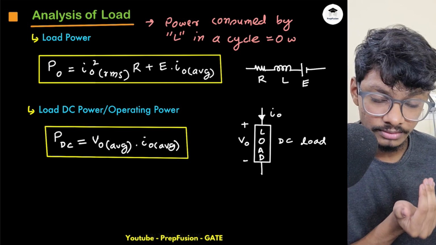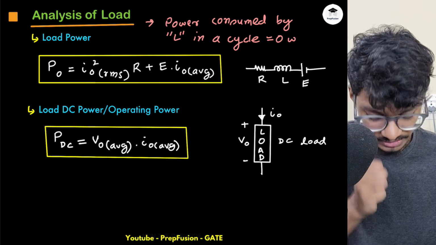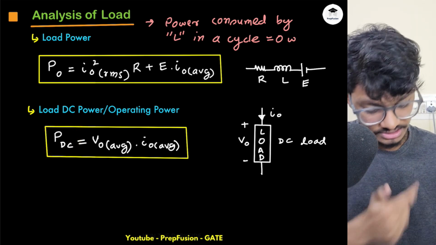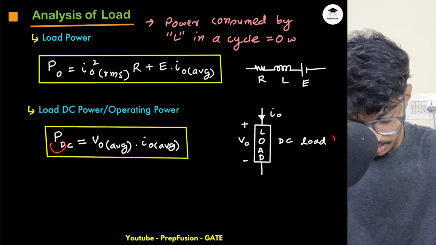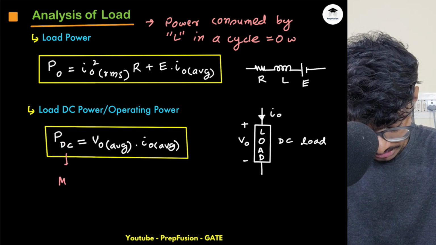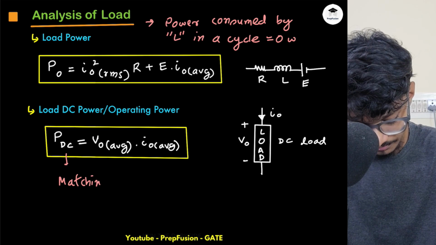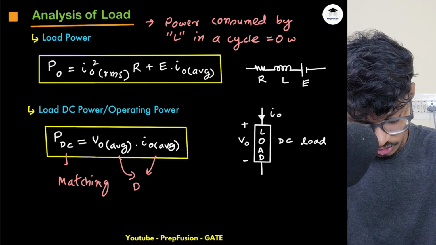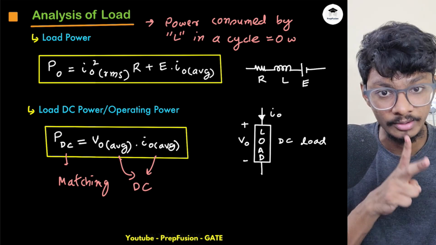Now load DC power, or load operating power. What is load DC power? If they specifically ask us to compute the load DC power, I have told you there needs to be matching. I will also derive this. Both of these need to be DC. Then only will I be able to compute DC power.